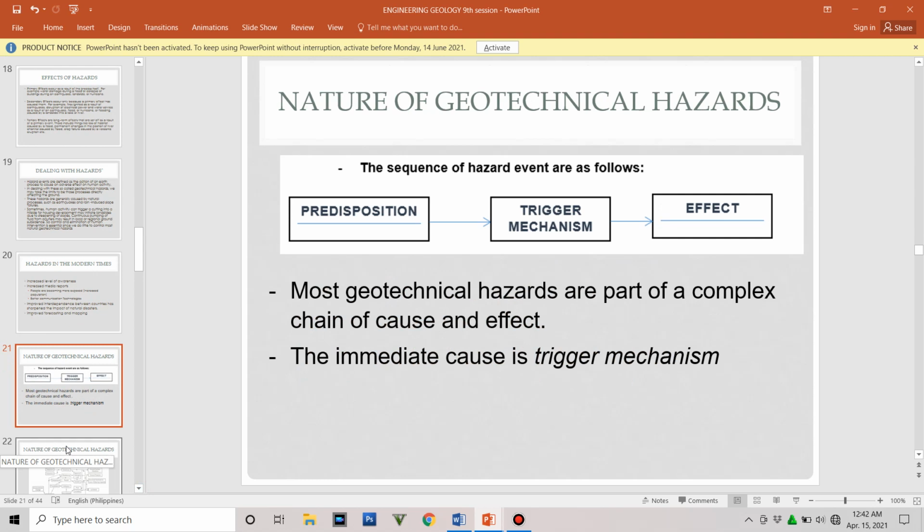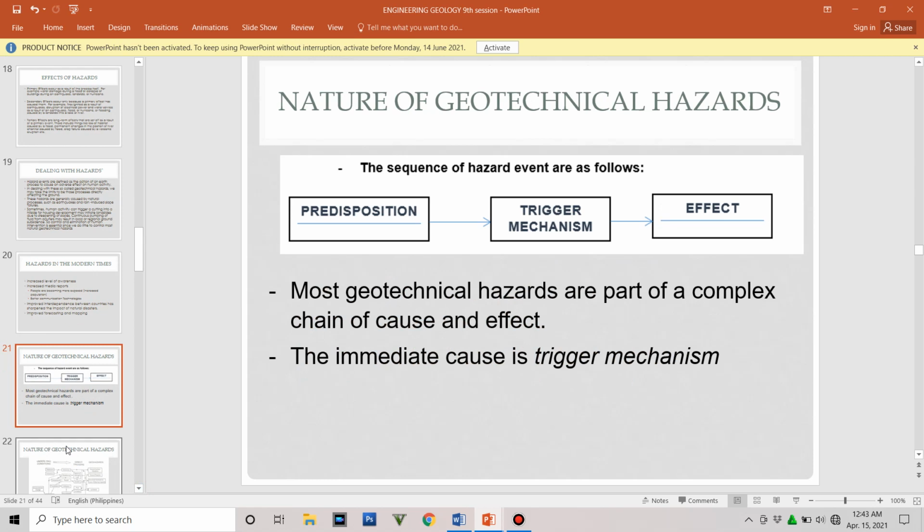So the nature of geotechnical hazards is illustrated on the framework flash on the slide. We have predisposition, the trigger mechanism, and the effect. So predisposition meaning is a tendency to happen, or what we call the proneness or the susceptibility. So most geotechnical hazards are part of a complex chain of cause and effect.